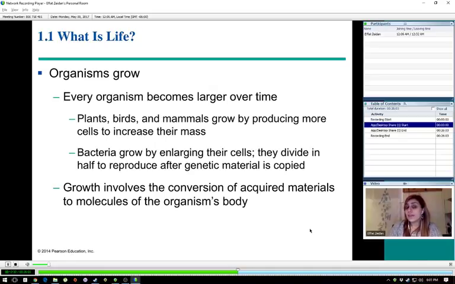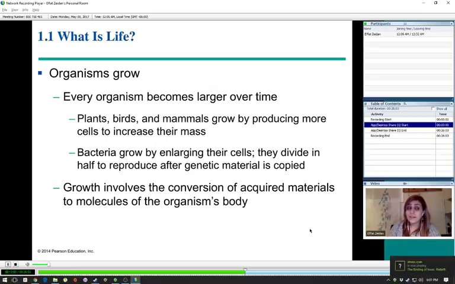And again, we also said that our fourth point, I believe, was that organisms grow. And so every organism becomes larger and larger over time, right? We grow from being a baby and then an infant and then a kid and then a grown up. So we are continuously growing. Our bodies are continuously producing more and more cells in order to increase the mass of the body. Plants, birds, and mammals all do the same. Bacteria do grow as well by enlarging their cells.